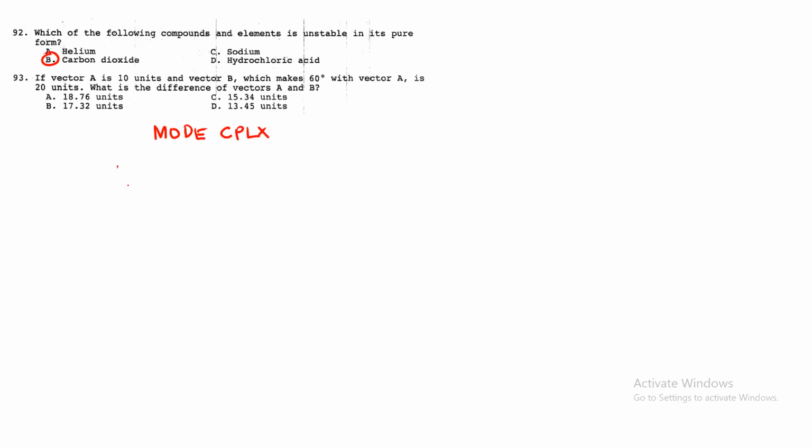So syempre vector A is equals to 10 units. Then vector B, so vector A is equals to 10 units. Vector B is equals to 60 degrees daw siya sa vector A. So ang gagawin natin dyan, and 20 units. So 20 angle ng 60 degrees.